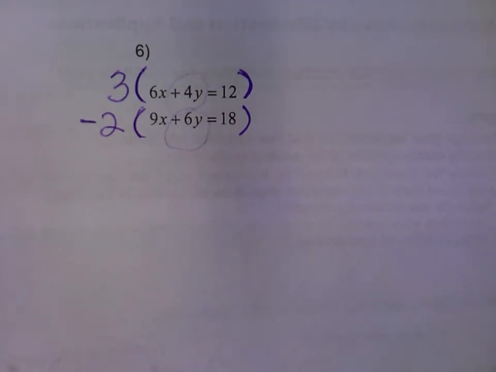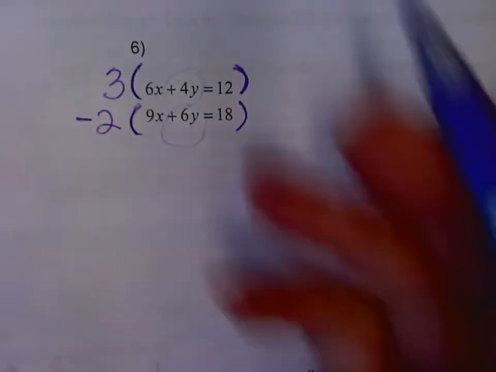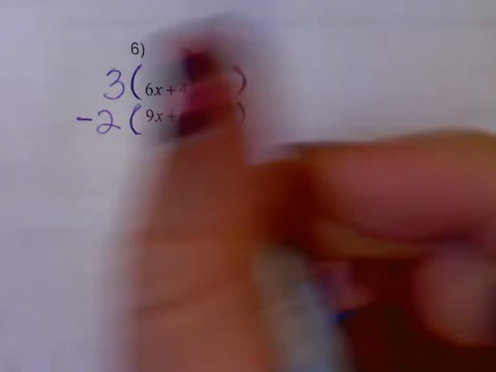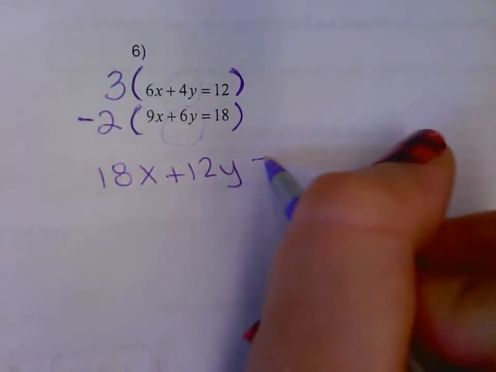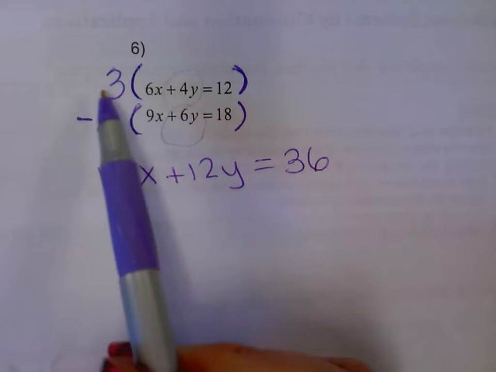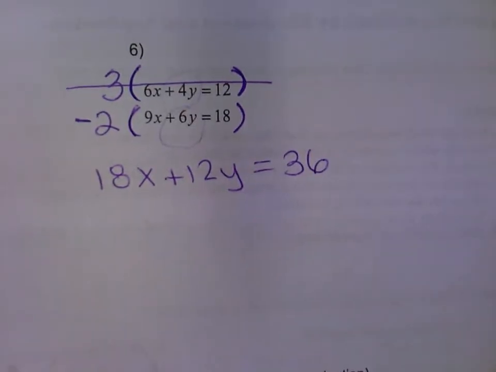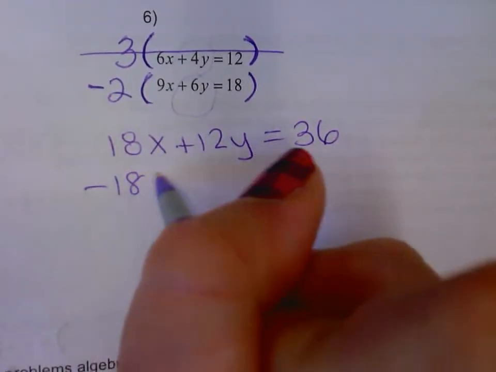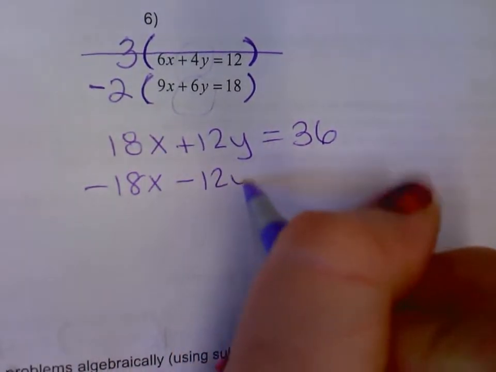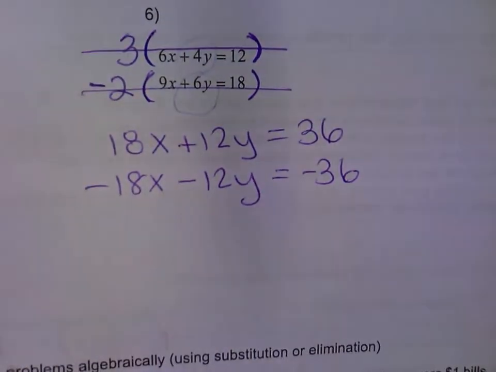Okay, so number 6 is going to be different than number 5 if everything cancels out. Let's see, in the top row, 18x plus 12y equals 36. That was me distributing the 3. So I'm just going to cross out the top row because I've already used it. The bottom row, negative 18x, negative 12y, and negative 36. And I'm going to cross that bottom row out because I already used it.